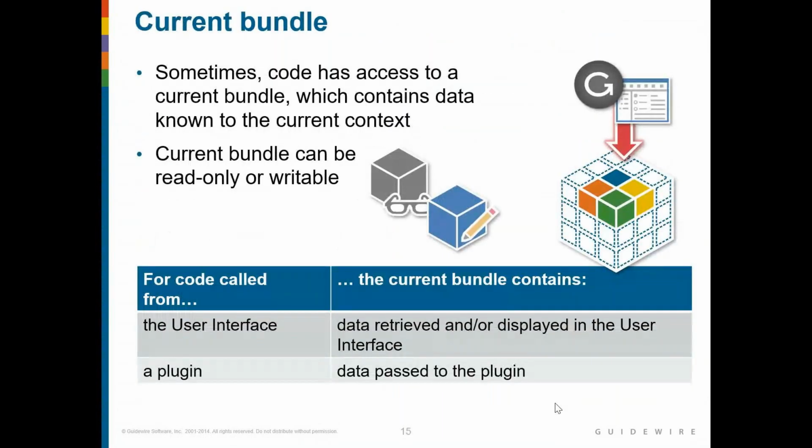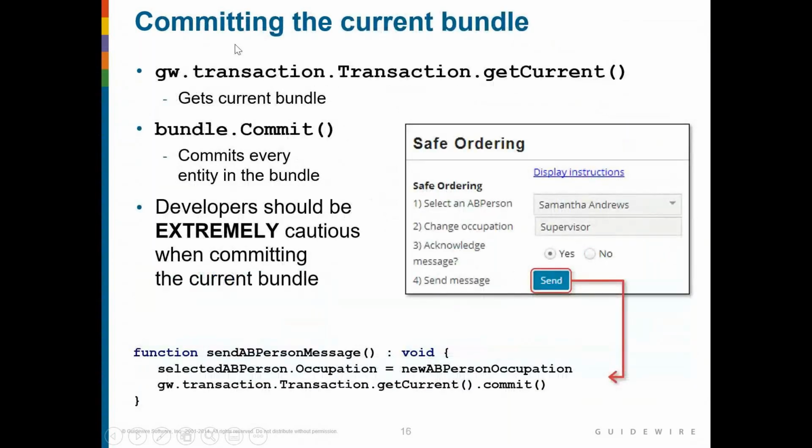So create current bundle also they're explaining. Sometimes code has access to a current bundle which contains the data known to the current context. Current bundle can be read only or writable, like the user interface or the plugin. Data retrieved from the user interface can be in a current bundle, and plugin data passed to the plugin can also be a current bundle. For committing the current bundle, you have to use gw transaction.getCurrent, which gets the current bundle. Then you use bundle.commit, which commits every entity in the bundle.